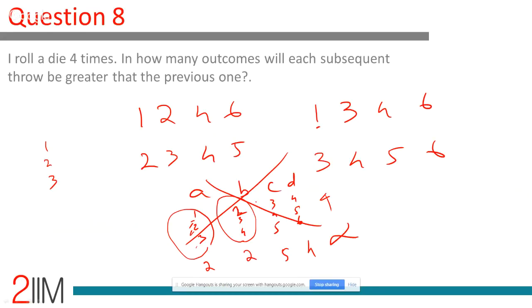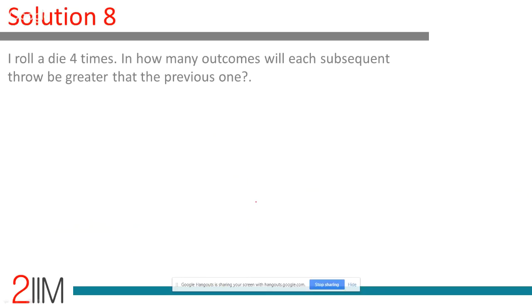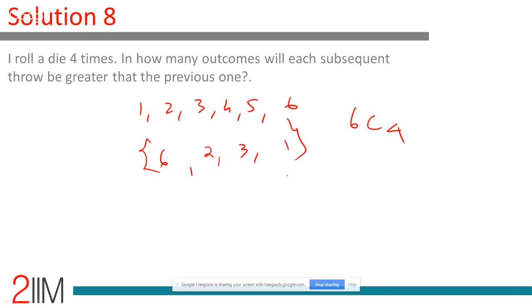So what is a 10-second method? Beautiful. Each throw is greater than the previous one. That means no two throws are the same. That's the starting point. So all our 4 throws are different. Let's say we select the values. Let's forget what order it is. We have to select 4 distinct values out of 6, in 6C4 ways. Let's say we have selected 6, 2, 3, and 1. So 4 out of these 6 get selected because the digits are distinct.